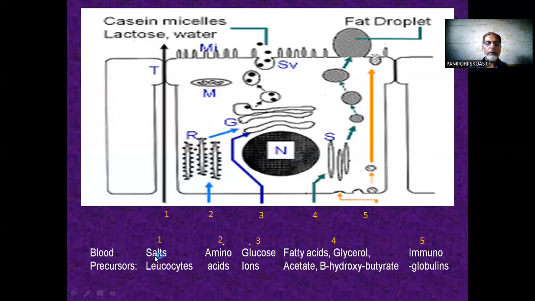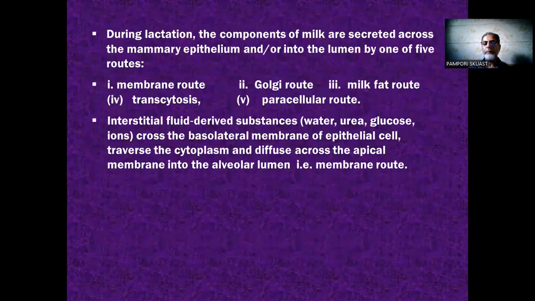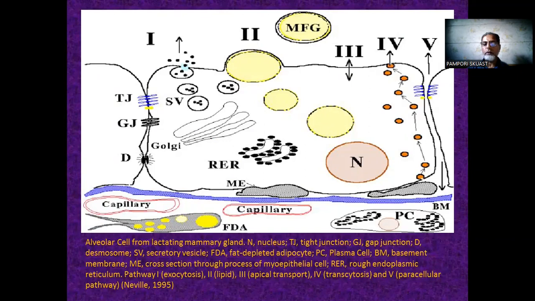So these are many constituents of the blood. You will see they take different routes. Salts and leukocytes will take the paracellular route. Amino acids will take the rough endoplasmic reticulum route, and then Golgi and the secretory vesicles. Similarly, the galactose or the glucose, like lactose, will take the same route as secretory vesicles, whereas fatty acids, butyrate, beta hydroxybutyrate, glycerol will take the smooth endoplasmic reticulum and fat droplet route. Whereas immunoglobulins will take the transcytosis pathway.